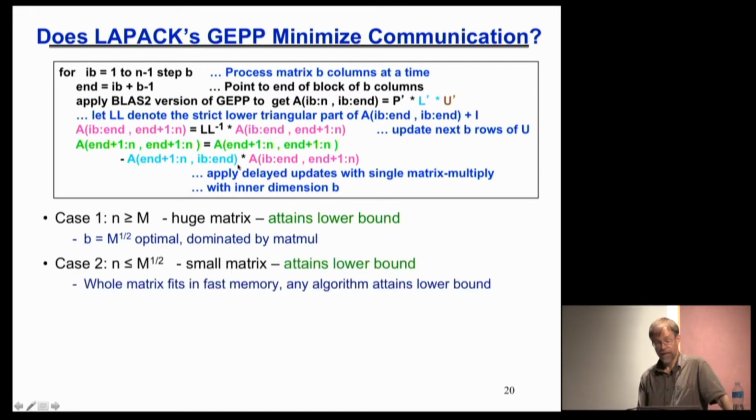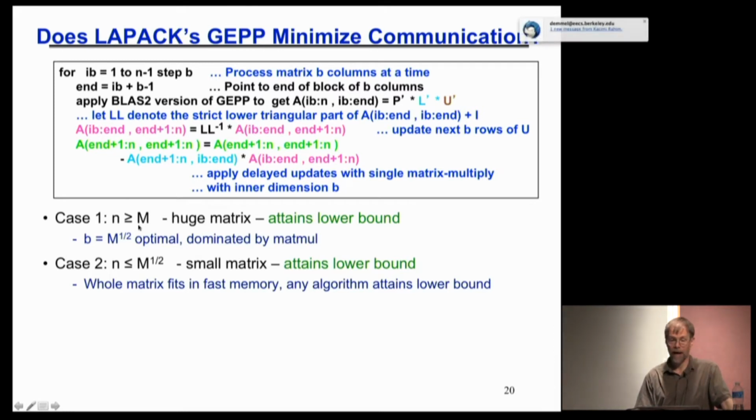The other case where it works is if the matrix is so tiny it fits entirely in cache. Of course, it minimizes communication because you just read the matrix in once, do anything any way you like, write it out again. You can't do better than that. But this is for super tiny matrices. This is for really perhaps impractically large matrices.